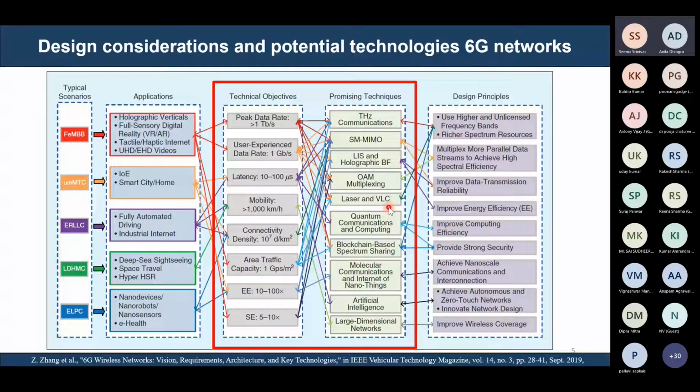Some of the segments can be integrated over VLC or laser, but not all the segments. People are also looking at quantum communication, but this is not something that will come immediately. It may take 10 to 15 years, but this is again a new one.